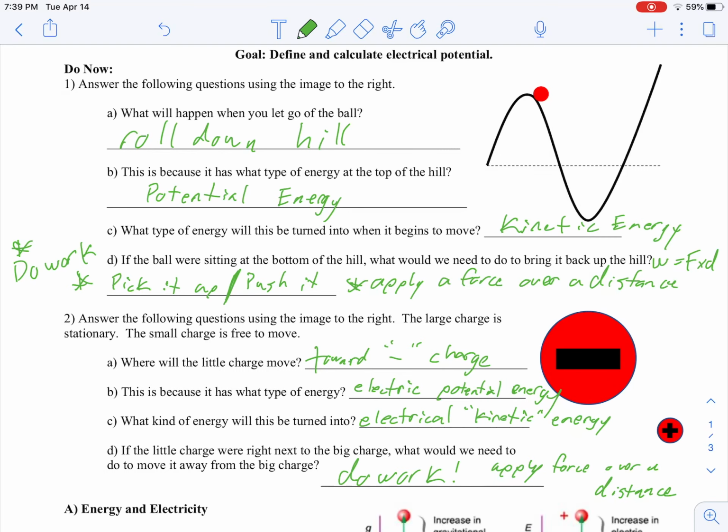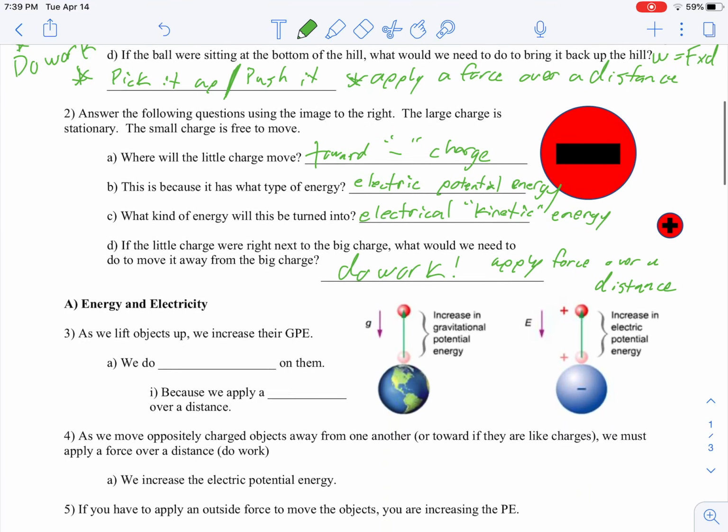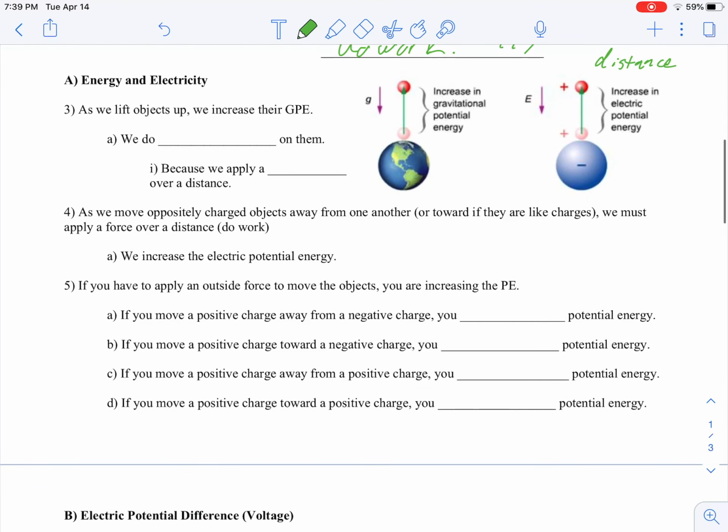Okay, so just keep that in mind as we talk today, and we'll kind of go through it. We'll bring up this analogy constantly today. So, starting here, we have a couple images. It says, as we lift objects up, we increase their gravitational potential energy. We do work on them.